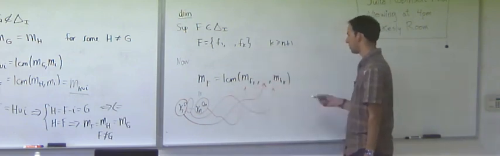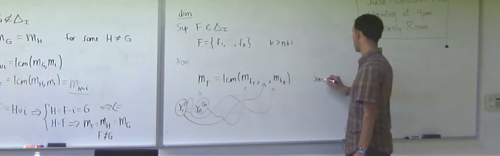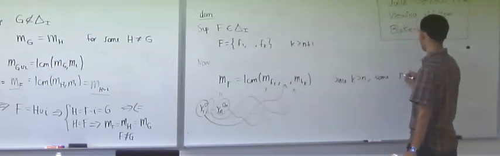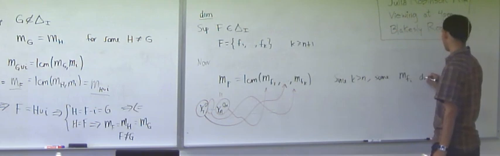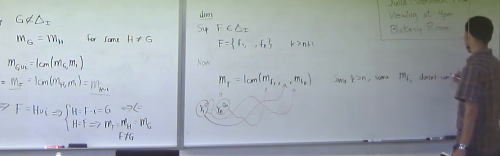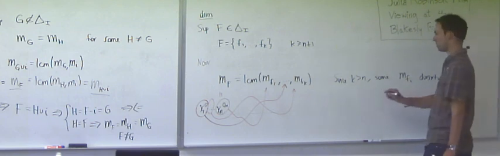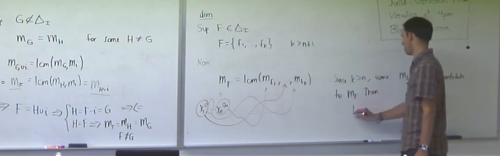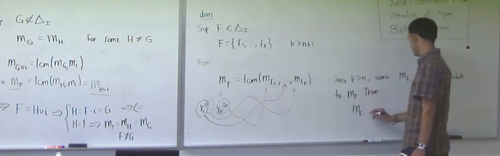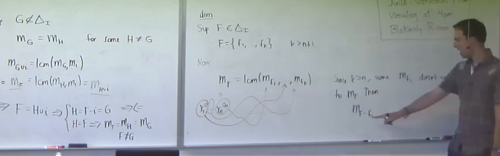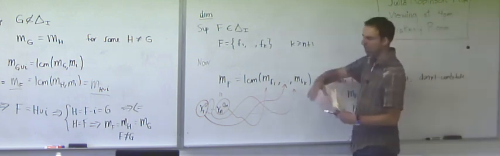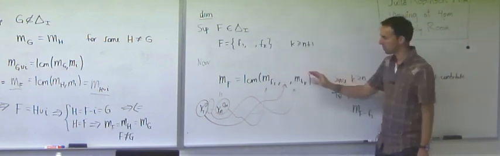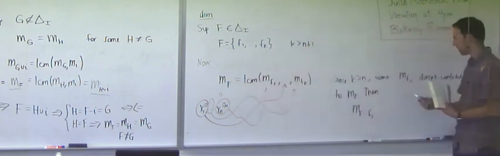So that means that since k is bigger than n, there must be some, let's say, m_{f_i} that doesn't contribute to the label of this face. But then, what is m_f minus f_i? Well, if you take this LCM and you take out the monomial m_{f_i}, well, m_{f_i} wasn't contributing to the answer anyway, so you can take it out and you're going to get the same answer.